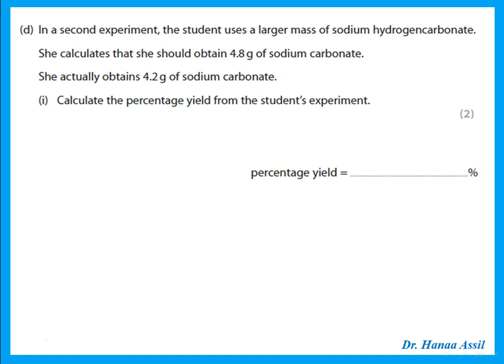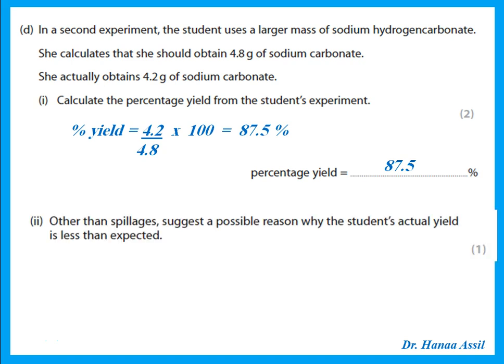The percent yield is what she actually got, so she got 4.2, over what she calculated she should have obtained. She should have obtained 4.8, but actually she obtained only 4.2. And that means her percent yield is 87.5. So the actual over the theoretical, which we calculate from the equation, times 100, that is how we get percent yield.